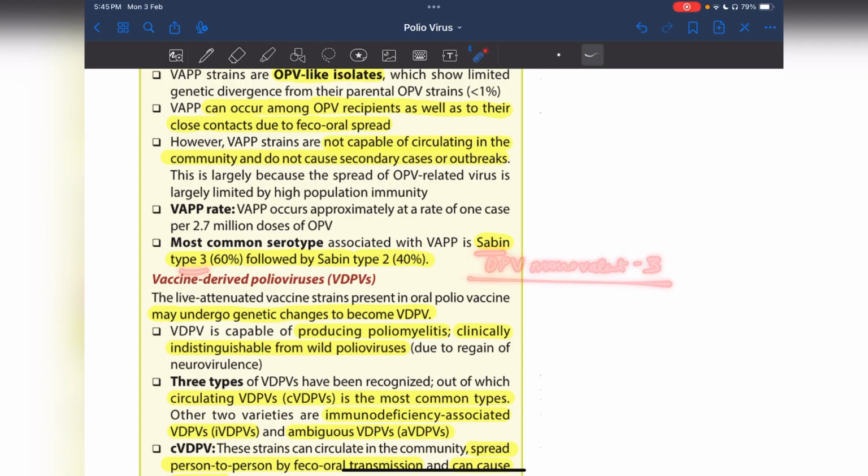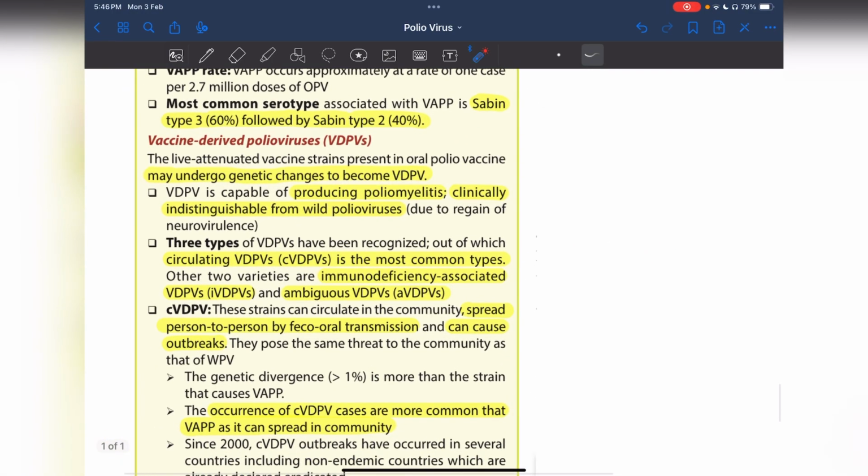Now, vaccine-derived polioviruses. These are live attenuated vaccine strains in the oral polio vaccine which may undergo genetic changes, such as to produce poliovirus. These were meant to protect the individual, but they got genetically mutated and are now eventually causing polio. They are capable of producing poliomyelitis. They are clinically indistinguishable from wild polioviruses. So that is the problem, because they are now acting as polioviruses only.